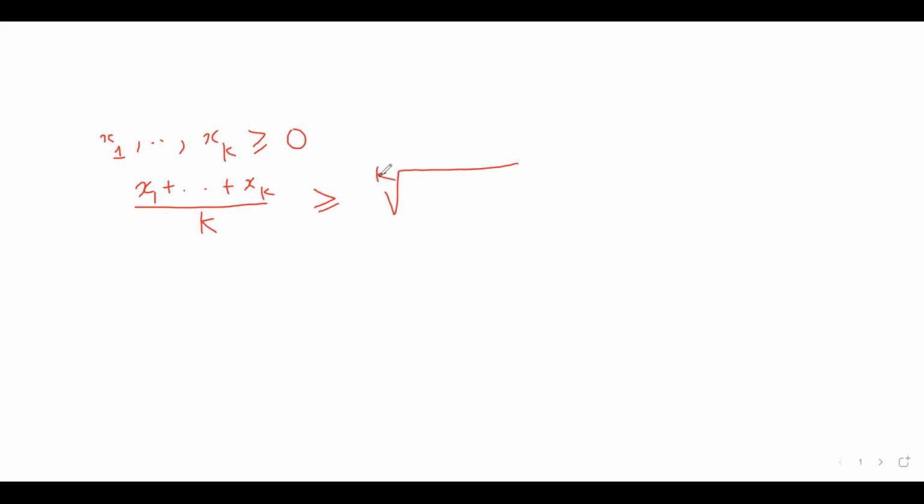So maybe I write it in this way. You take the sum and you divide by k to have the average. And on the right hand side, you take the product, and this is kind of an average. You take the k-th root of this product. And this is always true. This is called the AM-GM inequality. This stands for arithmetic mean, and this is geometric mean.